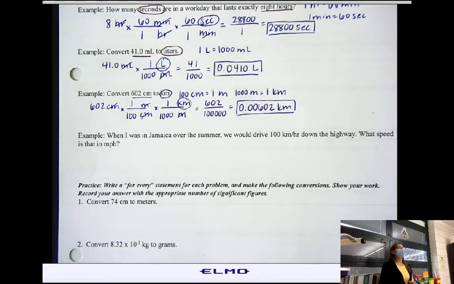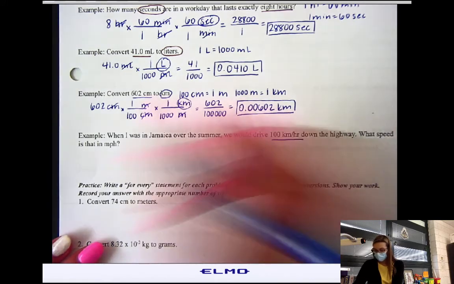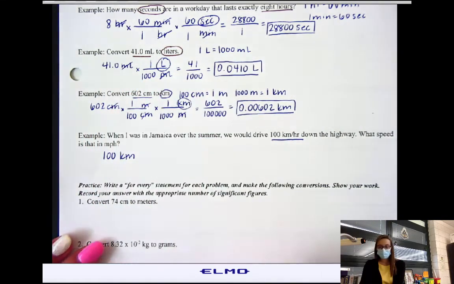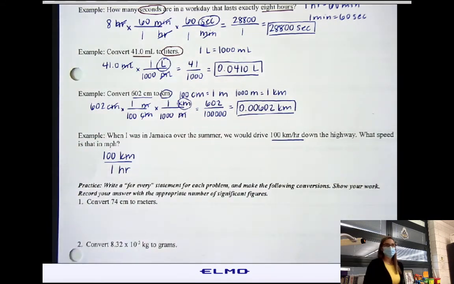Now this conversion is essentially going to be just like what we did. But a lot of times when people see that per hour, that kind of trips them up. So 100 kilometers per hour means 100 kilometers for every 1 hour. So the way that we're going to write that given information is going to look like this. 100 kilometers for every 1 hour.